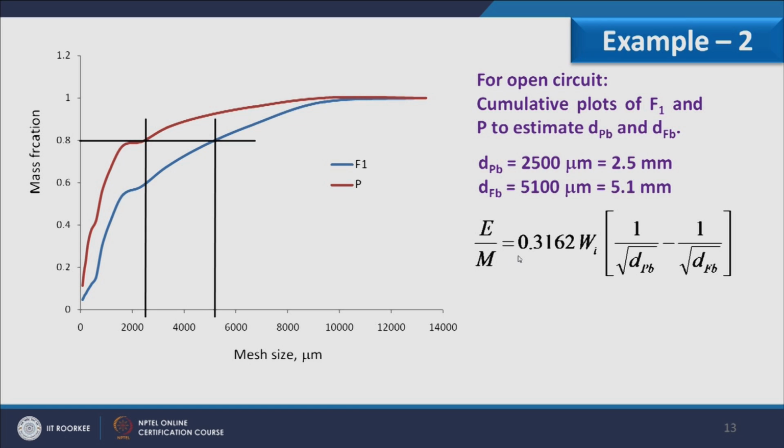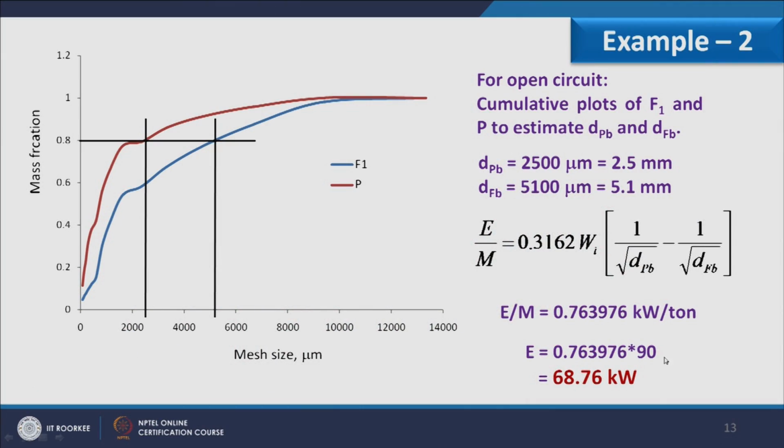So, E by m is given here, which is 0.3162, the work index, and all these values are known to us. When we put the values over here, we can calculate E by m. Now, if you consider this open circuit, here we have material in total as 90 ton per hour, because 30 ton from makeup and 60 ton from recycle. So, this value we have multiplied with 90. So, 68.76 kilowatt would be the energy consumption for open cycle.